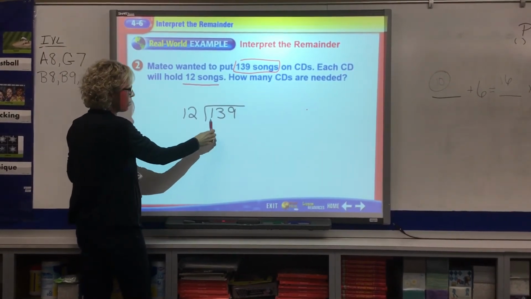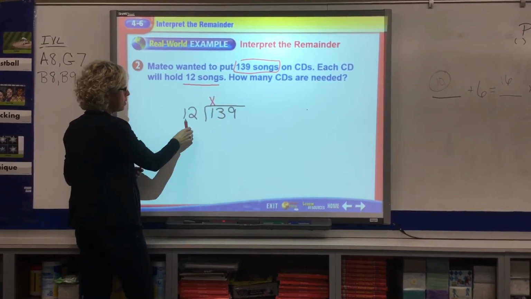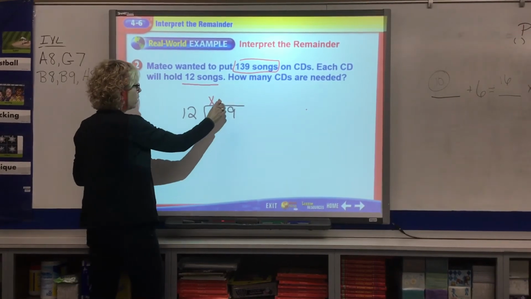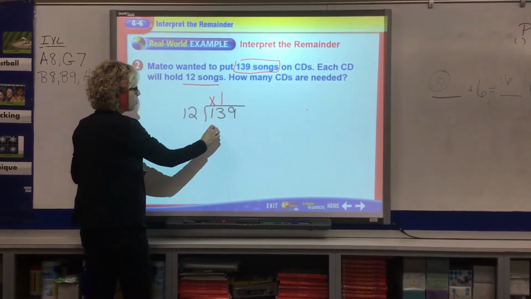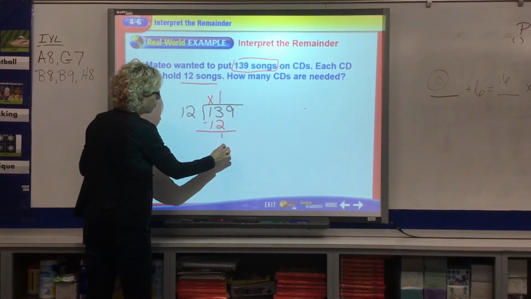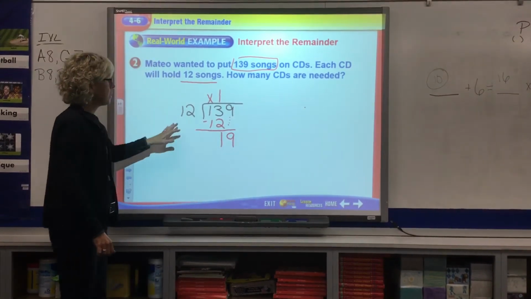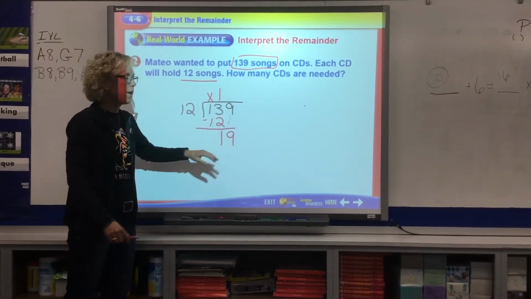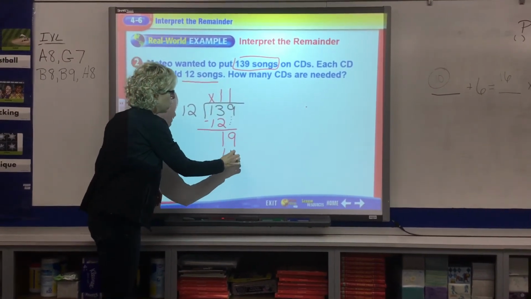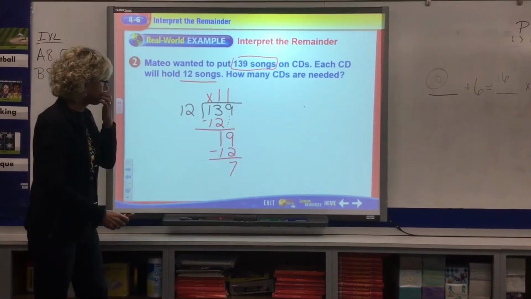Does 12 go into 1? No. So I'm going to put my place marker there. Does 12 go into 13? Yes. How many times without going over? We would say 1. 1 times 12 is 12, and I subtract, and I get a difference of 1. I'm going to bring down the 9. How many times does 12 go into 19 without going over? We'd say 1 time again. 1 times 12 is 12. Subtract, and you get a remainder of 7.